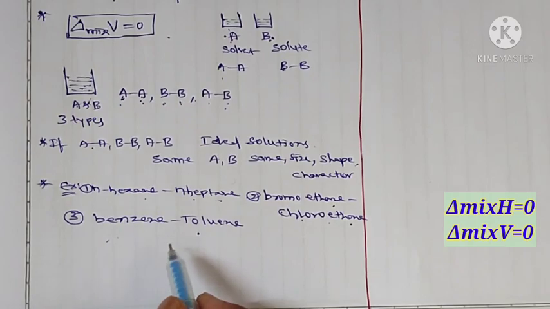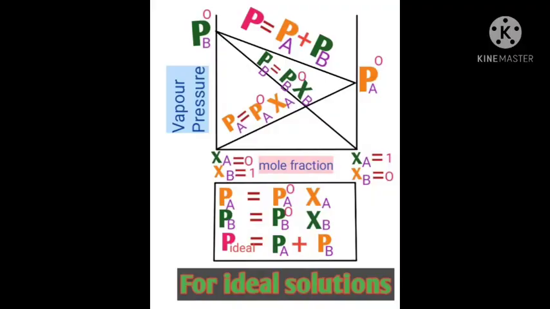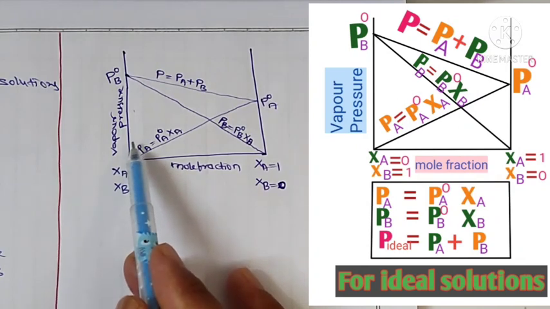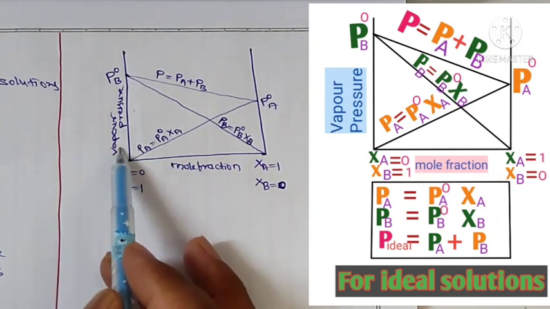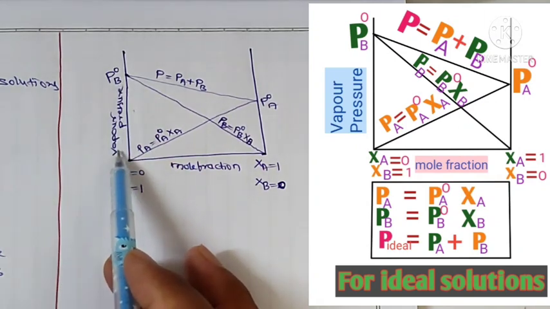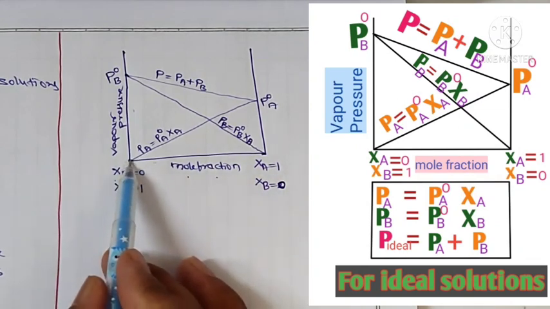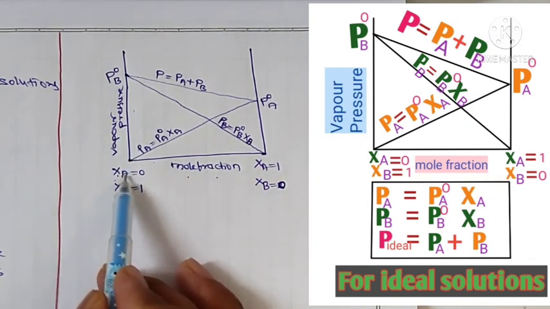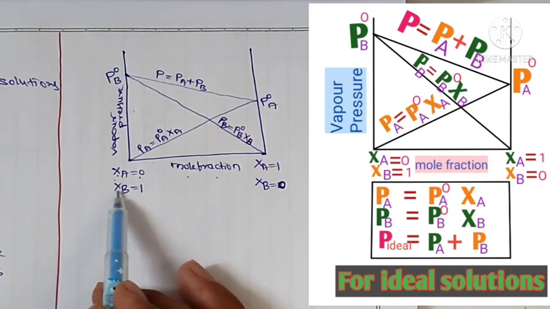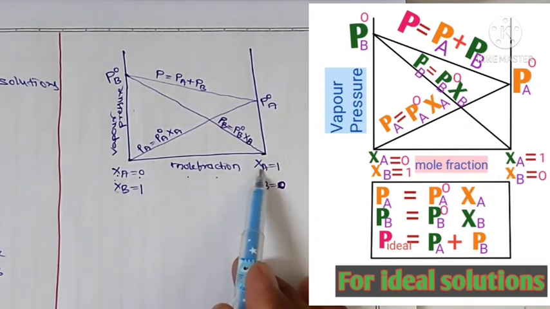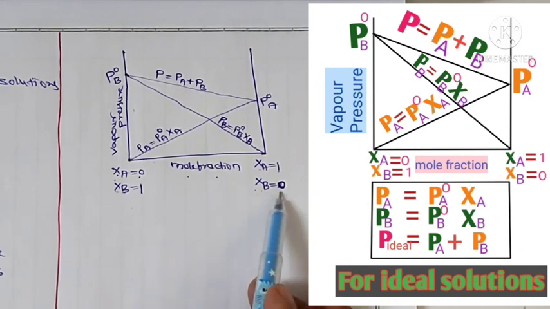Now let me take the plot for ideal solutions, between mole fraction and vapor pressure. On the y-axis we take vapor pressure, on the x-axis we take mole fraction. At this place the mole fraction of component A is 0 and the mole fraction of component B is 1, and at this place the mole fraction of component A is 1 and the mole fraction of component B is 0.